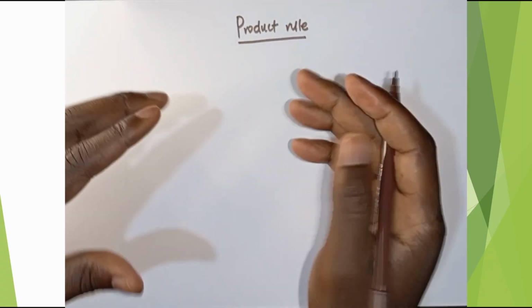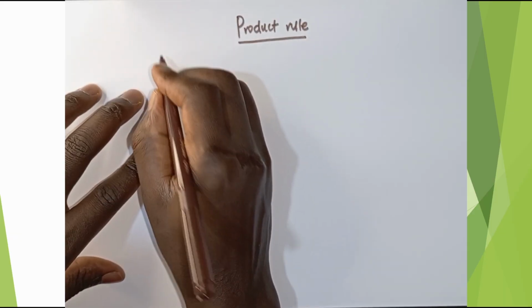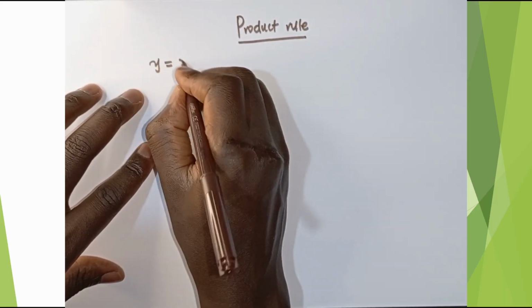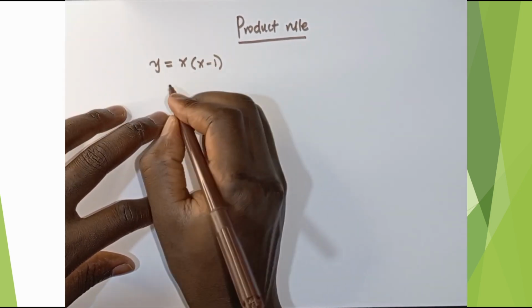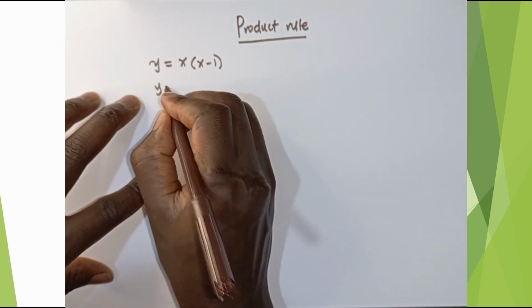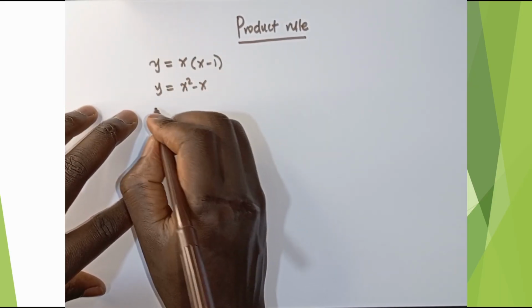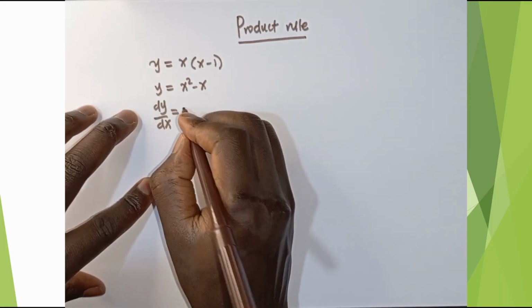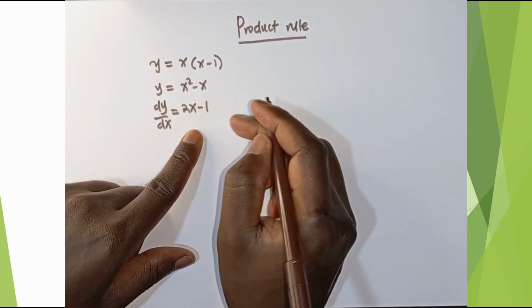You will say, as a product, you hear it multiplying two things. So it would be easier to differentiate. For example, if you have y is equal to x into x minus 1, this one would be easy. You would just expand. So your y is equal to x square minus x, and this one would be easy to differentiate. You would say your dy by dx is the same as 2x minus 1. It is easy.